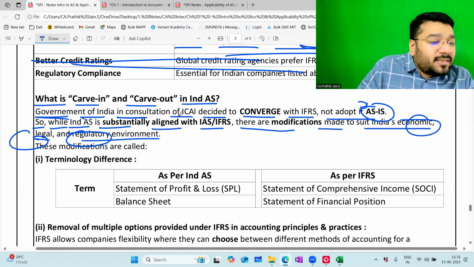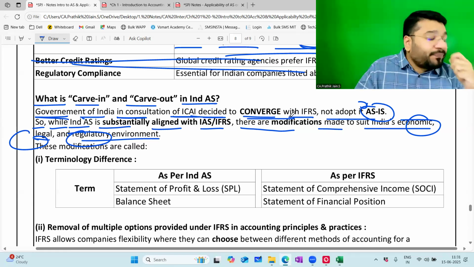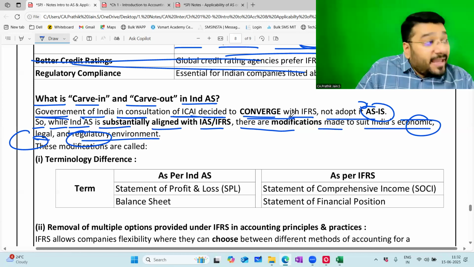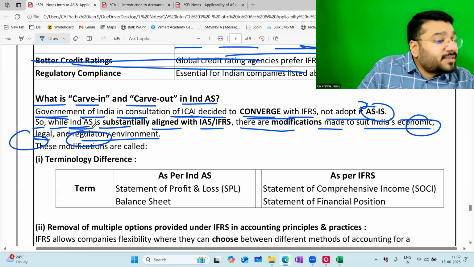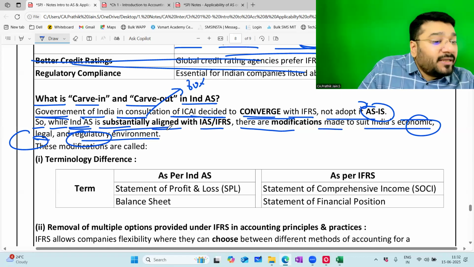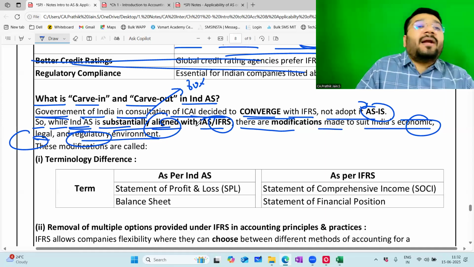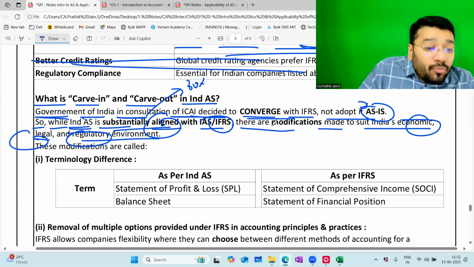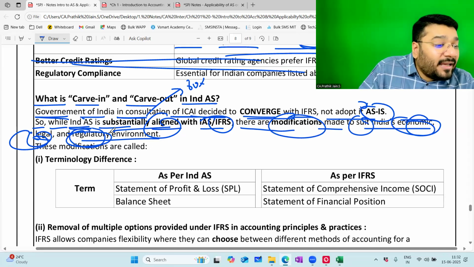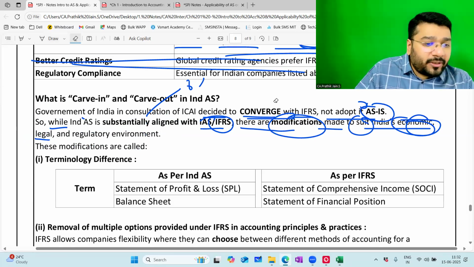Government of India, in consultation with ICAI, decided to converge with IFRS. So we followed a convergence strategy. We did not follow an adoption strategy. Why? Because India is substantially, what does that mean? 80% aligned with IFRS. We follow IFRS almost 80-90%, but the remaining 20-10% we couldn't follow. We had to modify it so that it is suitable to our economic, legal, and regulatory environment. Okay, not okay? Online people, okay, not okay?